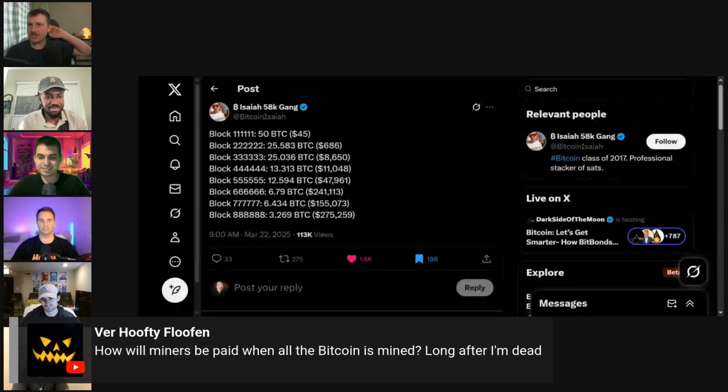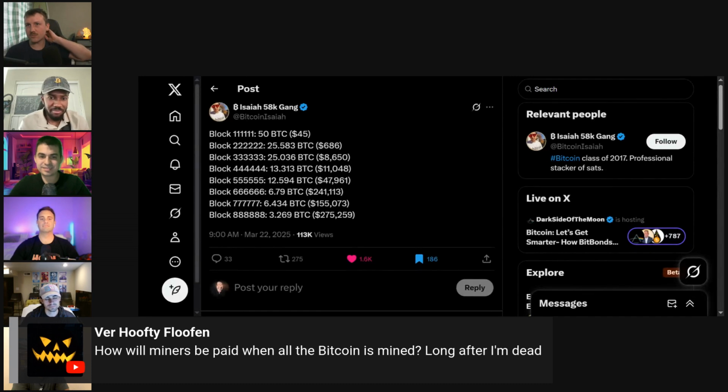Look, I just want to share this tweet here. This really sums it up to me. We just hit block 888,888 just a couple weeks ago. But you can see here the block reward was actually larger. Sorry, it's been smaller every single time. But the dollar amount every time we hit one of these repeating numbers has been higher, except for this blow off top here that we had.